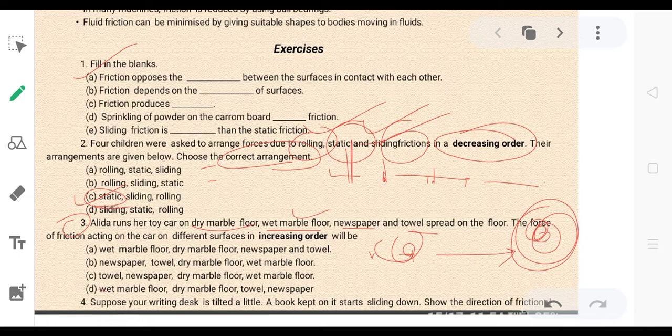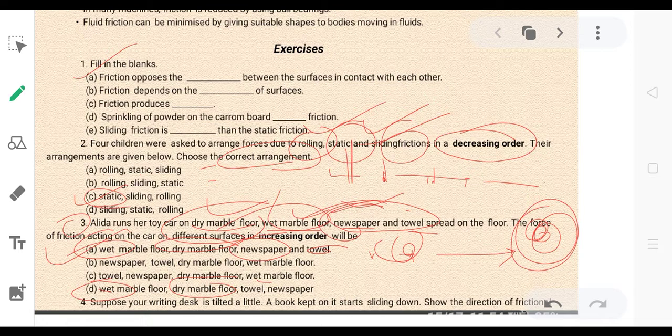Wet marble has the least friction, because water makes the surface slippery. Then dry marble floor, then newspaper. The towel has the most friction, especially the rough side, so the order is wet marble, dry marble, newspaper and then towel. So the answer is A.